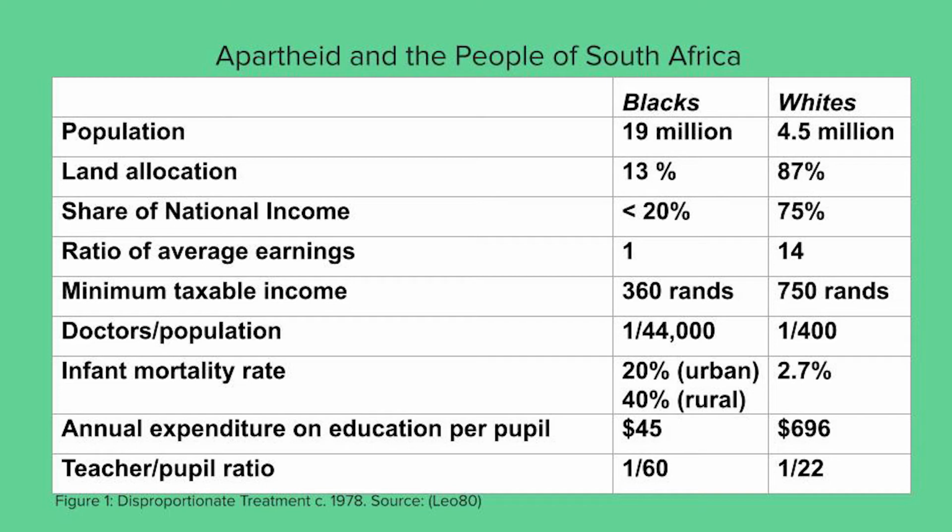The whites owned 87% of the land. They made 75% of the national income. Their minimal taxable income was higher than that of blacks, so they could make more money before even paying taxes on it. They had more doctors, they had a lower infant mortality rate, they had greater spending and better class sizes to educate their children, right? Every aspect of society and culture was touched legally by apartheid.